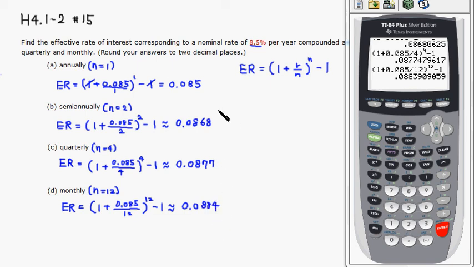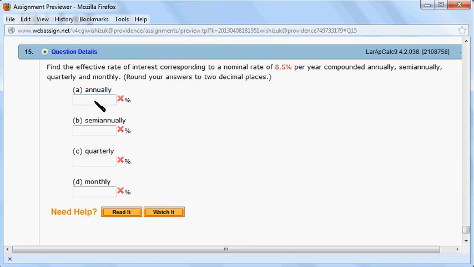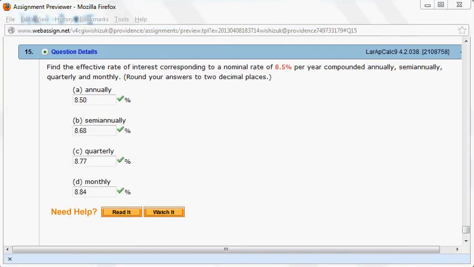So let's type these in. Annually is a percentage, so it's going to be 8.50, and semi-annually 8.68, and quarterly was 8.77, and the last one is 8.84. So let's check the answer. It came back and we got them all correct. All right, that's it. I hope that this was clear.